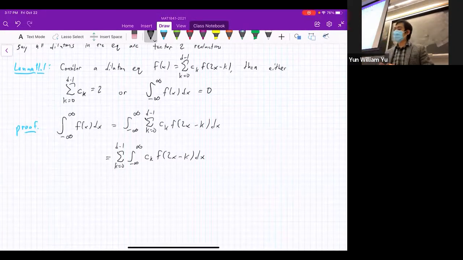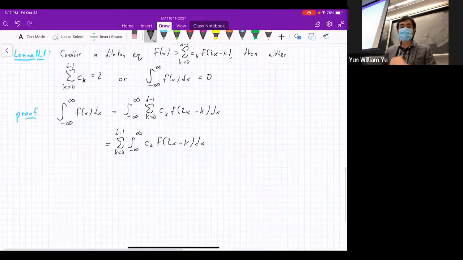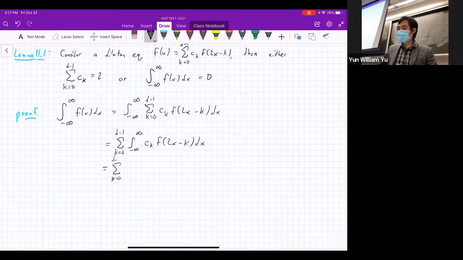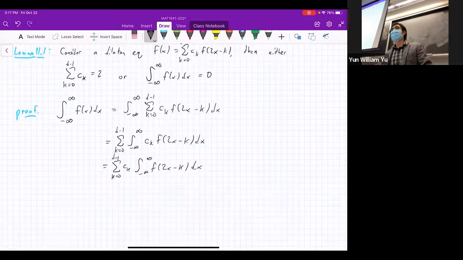Does that always fix it? Oh yeah, that also always works for this particular case, where we're only going up to d minus 1. So regardless, we're allowed to swap the summation and integral, and we can pull things out. Let's just say ck integral from minus infinity to infinity of f of 2x minus k dx. But of course, since we're integrating from minus infinity to infinity, translations don't matter. So we can get rid of that part of it.